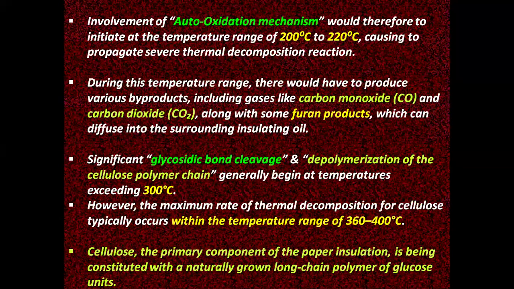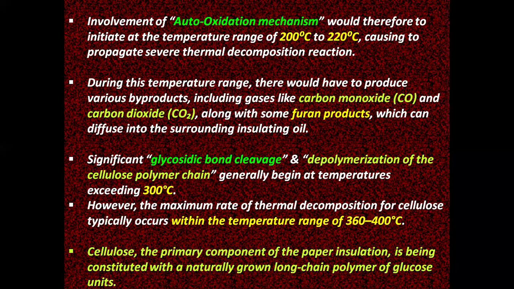Involvement of the auto-oxidation mechanism would therefore initiate at the temperature range of 200 degrees centigrade to 220 degrees centigrade, causing severe thermal decomposition reactions to propagate. In this temperature range, various byproducts are produced, including gases like carbon monoxide and carbon dioxide, along with some wooden products which can diffuse into the surrounding insulating oil.